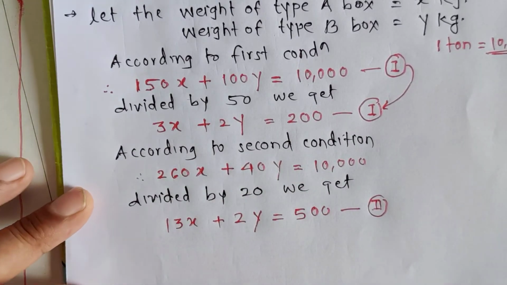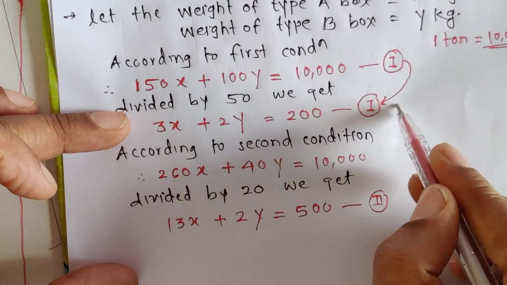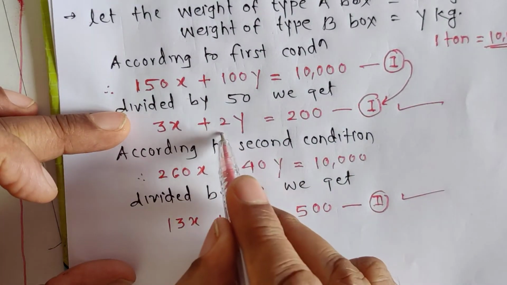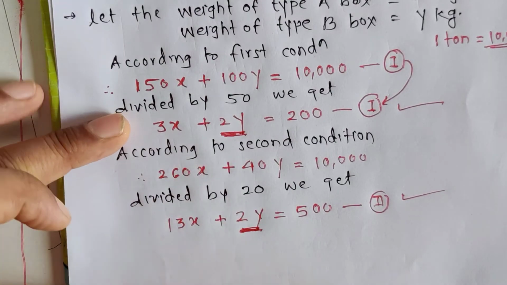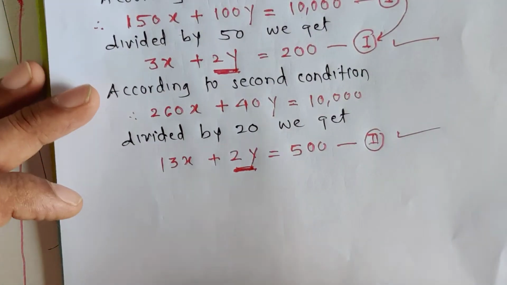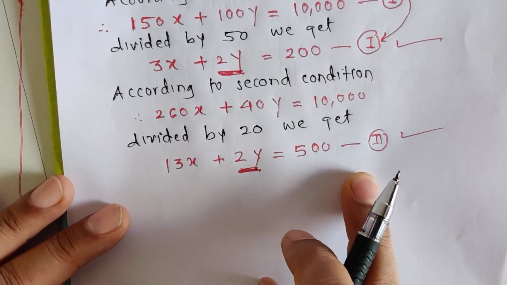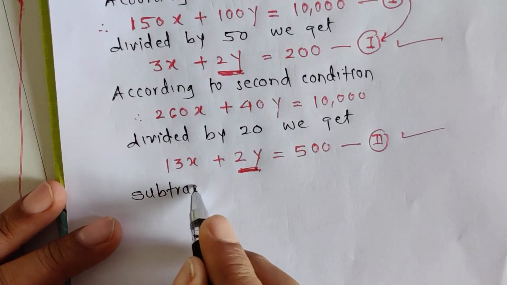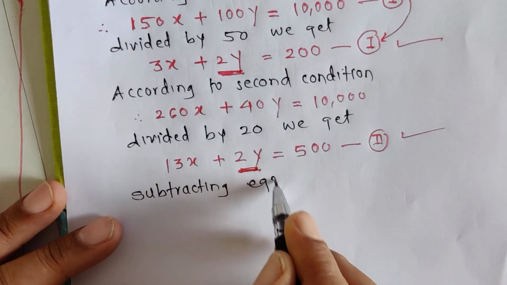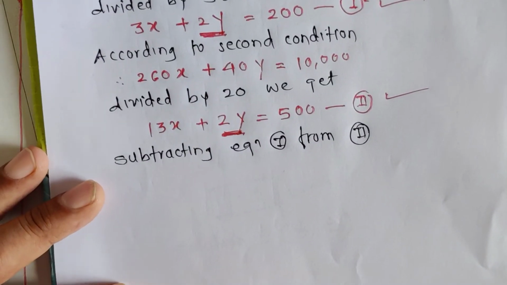Now if we observe equation number 1 and equation number 2, here the coefficients of the y variable are already the same. Now observe their signs. Signs are also the same. Then what do we have to do? Whenever signs are different, addition. Signs are same, subtraction. So subtract equation 1 from 2.